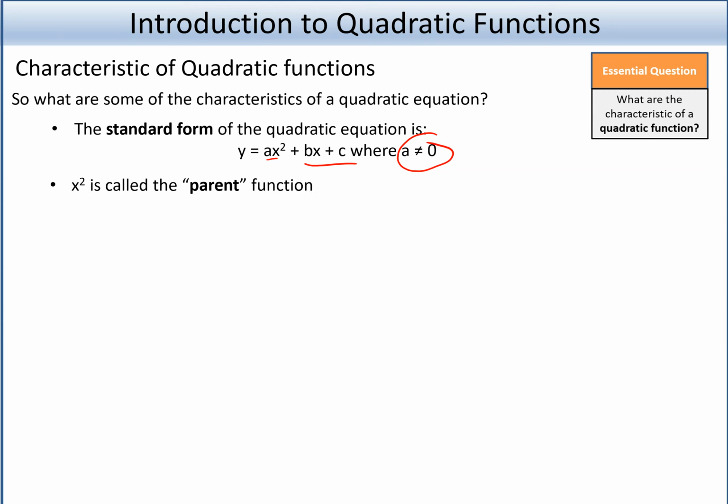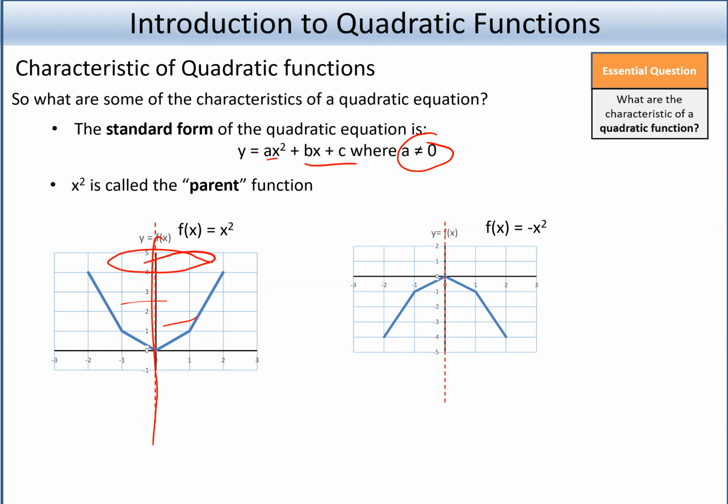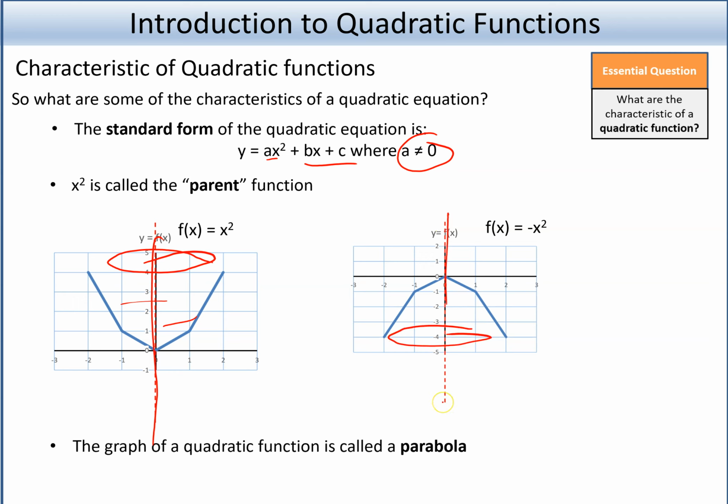X squared is called the parent function. You can't get any smaller than that. That's the smallest quadratic you'll get. You're just squaring a variable x, and that gives you the smallest quadratic equation, if you will, that you can have. So the first one we did, f of x equals x squared, was a parent function. That's open at the top, split down the middle, same on both sides. The other one we graphed was f of x equals negative x squared, another parent function, except it's open at the bottom and still split down the middle.